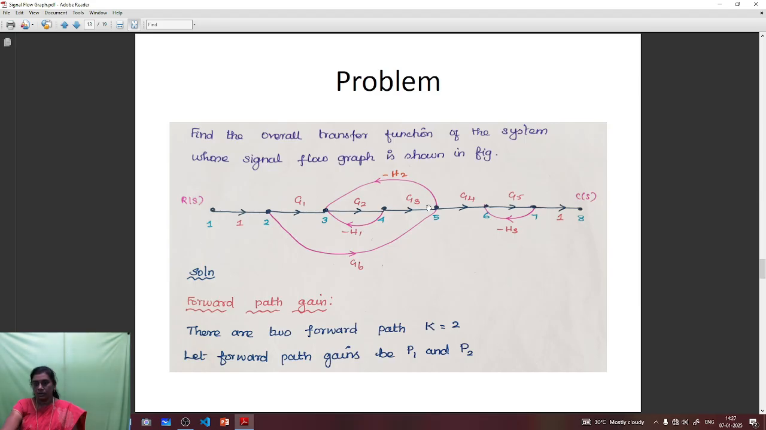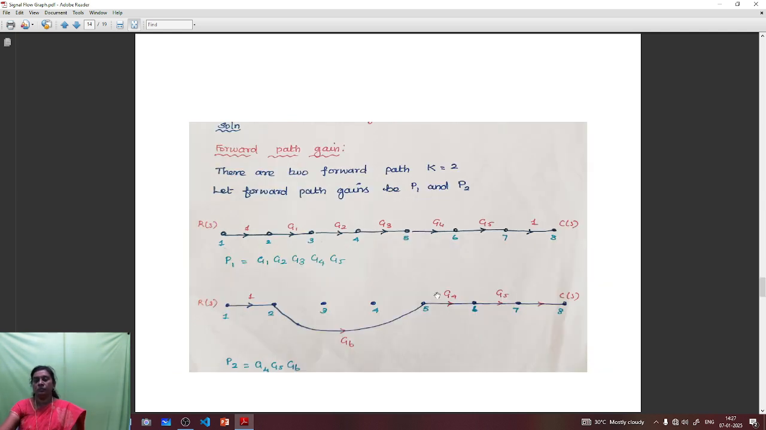So this is forward path 1 and this is forward path 2. So we cannot form any other forward path. Only 2 forward paths are there in this system. And now let us take the forward path gains to be P1 and P2. As I have mentioned, here we are having 2 forward paths.